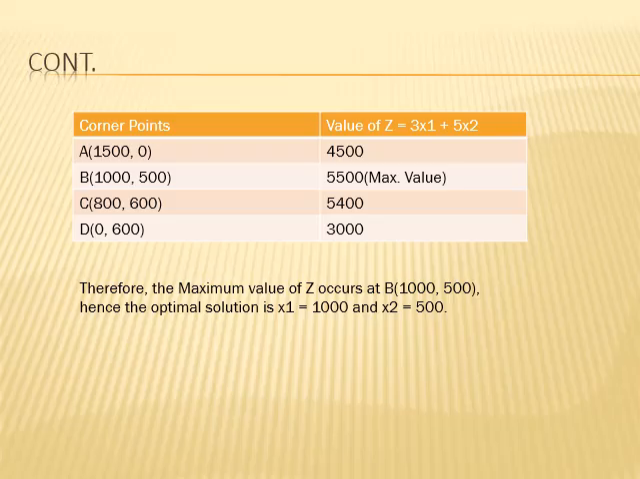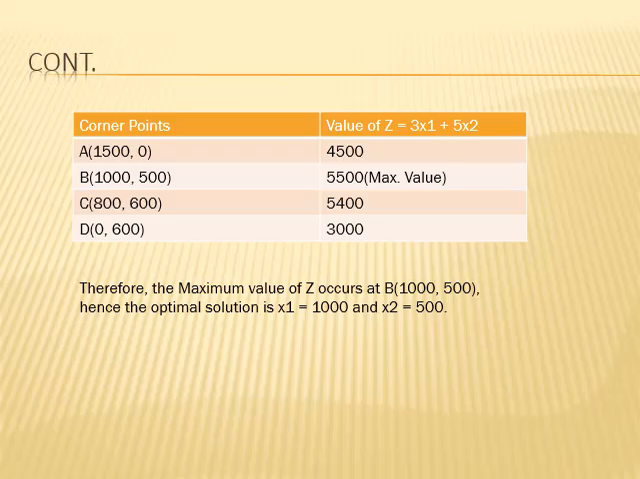When the corner point is A, where x1 equals 1500 and x2 equals 0, then z equals 3 times 1500 plus 5 times 0. So the result is 5500. Let's move to the next corner point B, where x1 equals 1000 and x2 equals 500.